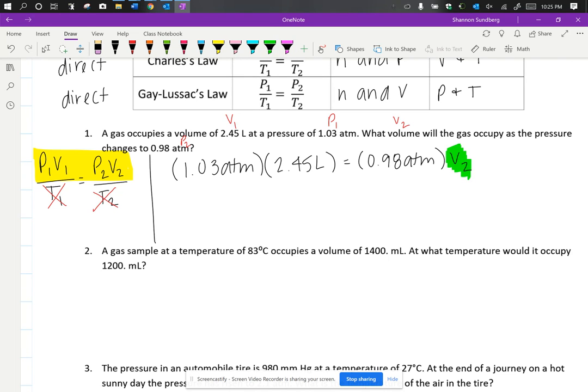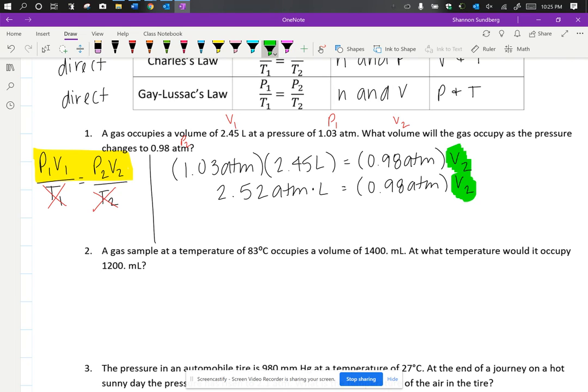You're going to want to clean up the left side of that equation. So in your calculator, you're going to multiply 1.03 times 2.45. And when you do that, you will get 2.52 ATM times L. You're going to want to make sure that you pull down your units. And then you want to rewrite the right-hand side of that equation. Okay, so 0.98 ATM times that V2. Again, I'm going to highlight it so I don't lose it.